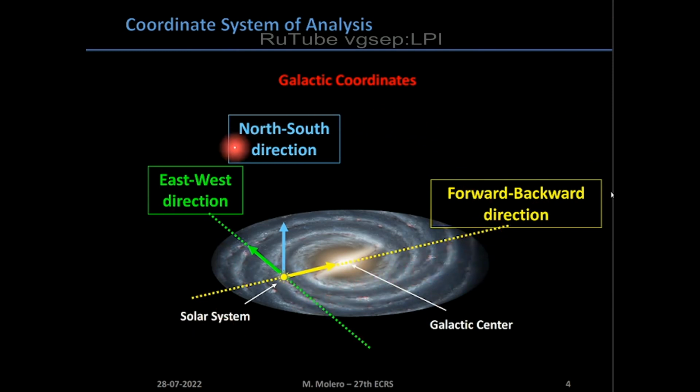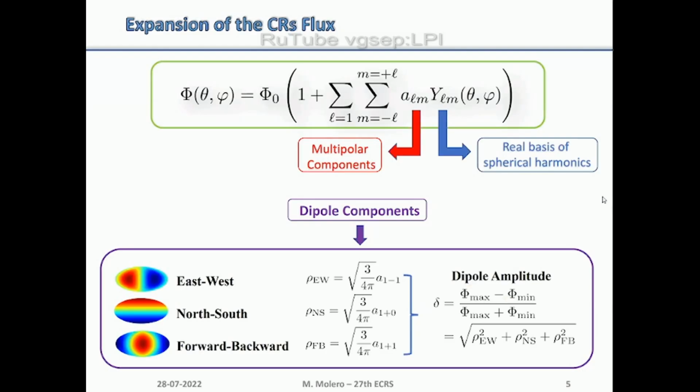In order to measure anisotropies, we first need to define a reference system where our signal can be measured and enhanced. For this purpose, we use galactic coordinates, which are defined with the center in the solar system. One of the directions, called the forward-backward direction, points to the galactic center; the north-south direction is perpendicular to the galactic plane; and the east-west direction completes this reference system. Once we have the reference system, we expand the flux of cosmic rays in two parts: one isotropic part and one anisotropic part, which depends on the multipolar components and the real basis of spherical harmonics.